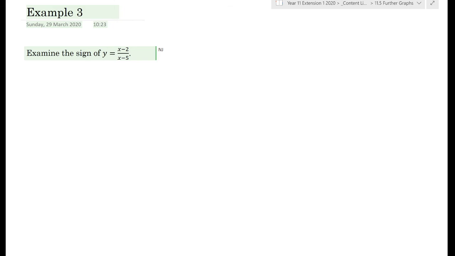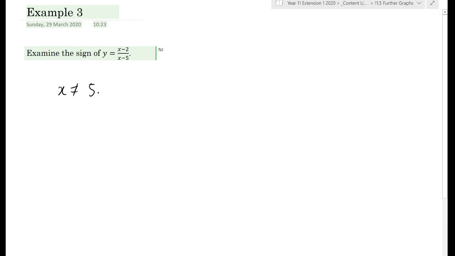asymptotes are. So remember, an asymptote is where this thing doesn't exist. So the discontinuity for this one. What value can't I have that doesn't work? And we know that x in this case cannot be equal to 5, as 5 minus 5 on the bottom of a fraction is equal to 0, and I can't have that.